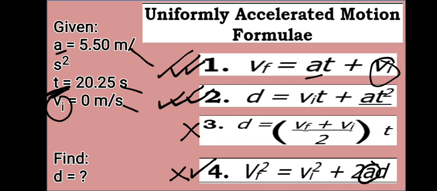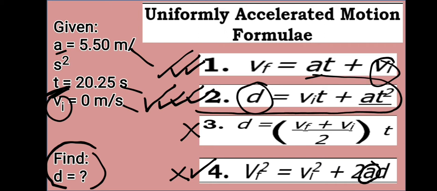And then, what about the factor that we are going to find out? The D, or the distance covered. Does formula number 1 have D? No, nothing in number 1. So finally, because number 2 has D, check, and therefore the formula that we are going to use is formula number 2. As easy as that.